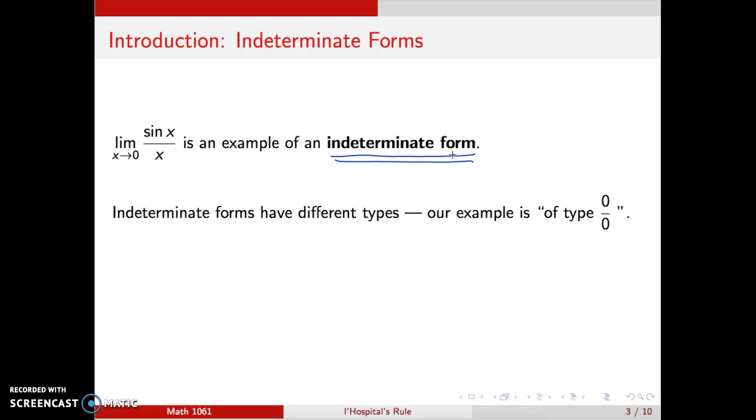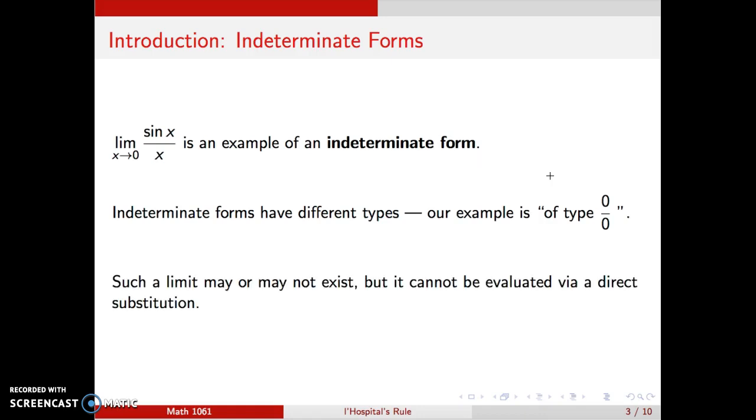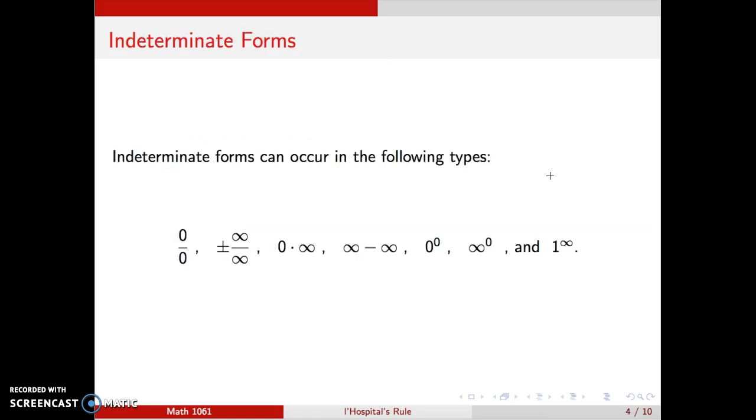So this is an example of what are called indeterminate forms. These have different types. The example that we have here is of, quote, type 0 over 0. So basically, if you were to do a direct substitution, what it would look like, that's the type. So it could be infinity over infinity. It could be infinity minus infinity. There's a lot of different types that we have. But for all of these, the limit may or may not exist, but we can't evaluate it via direct substitution. So you have to come up with some other way of handling it.